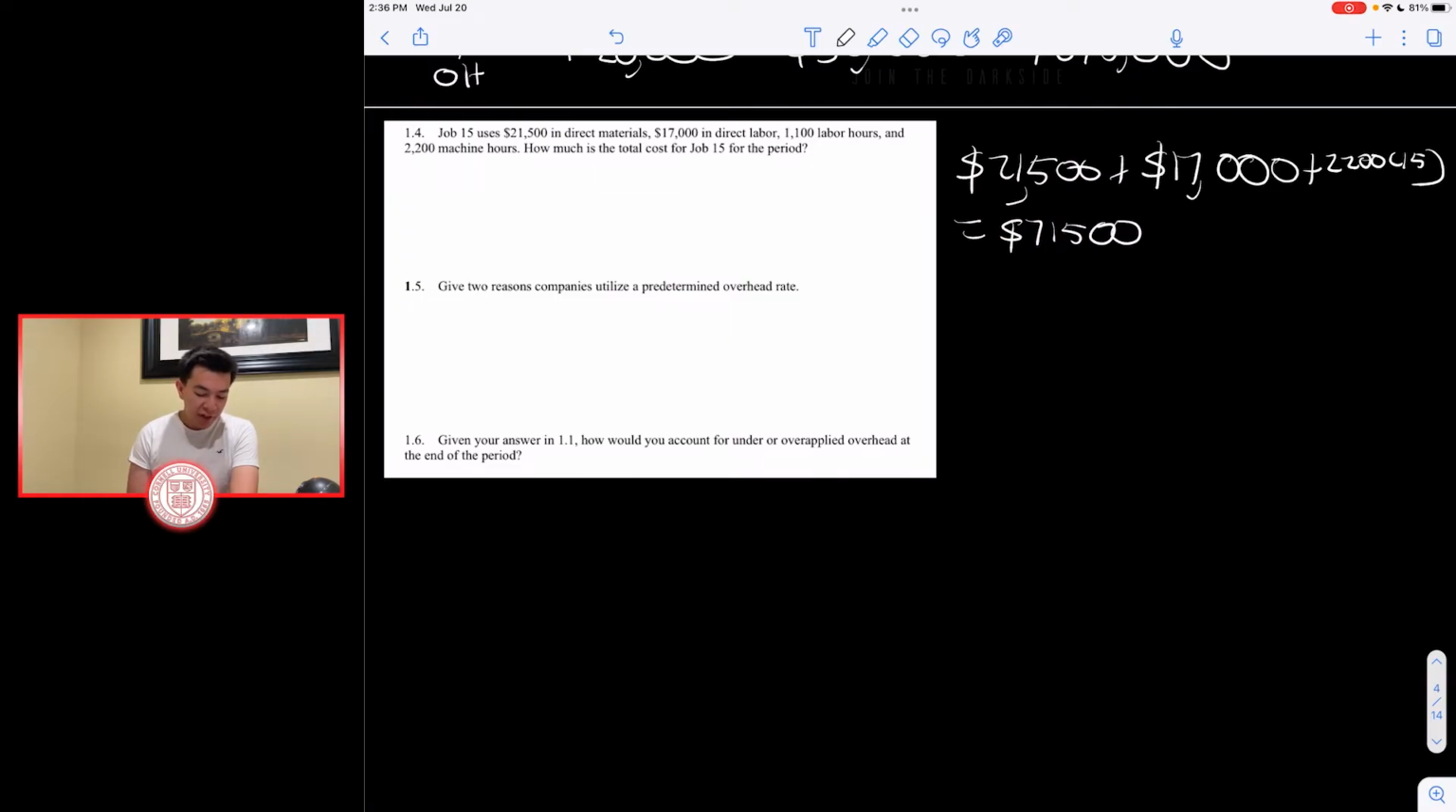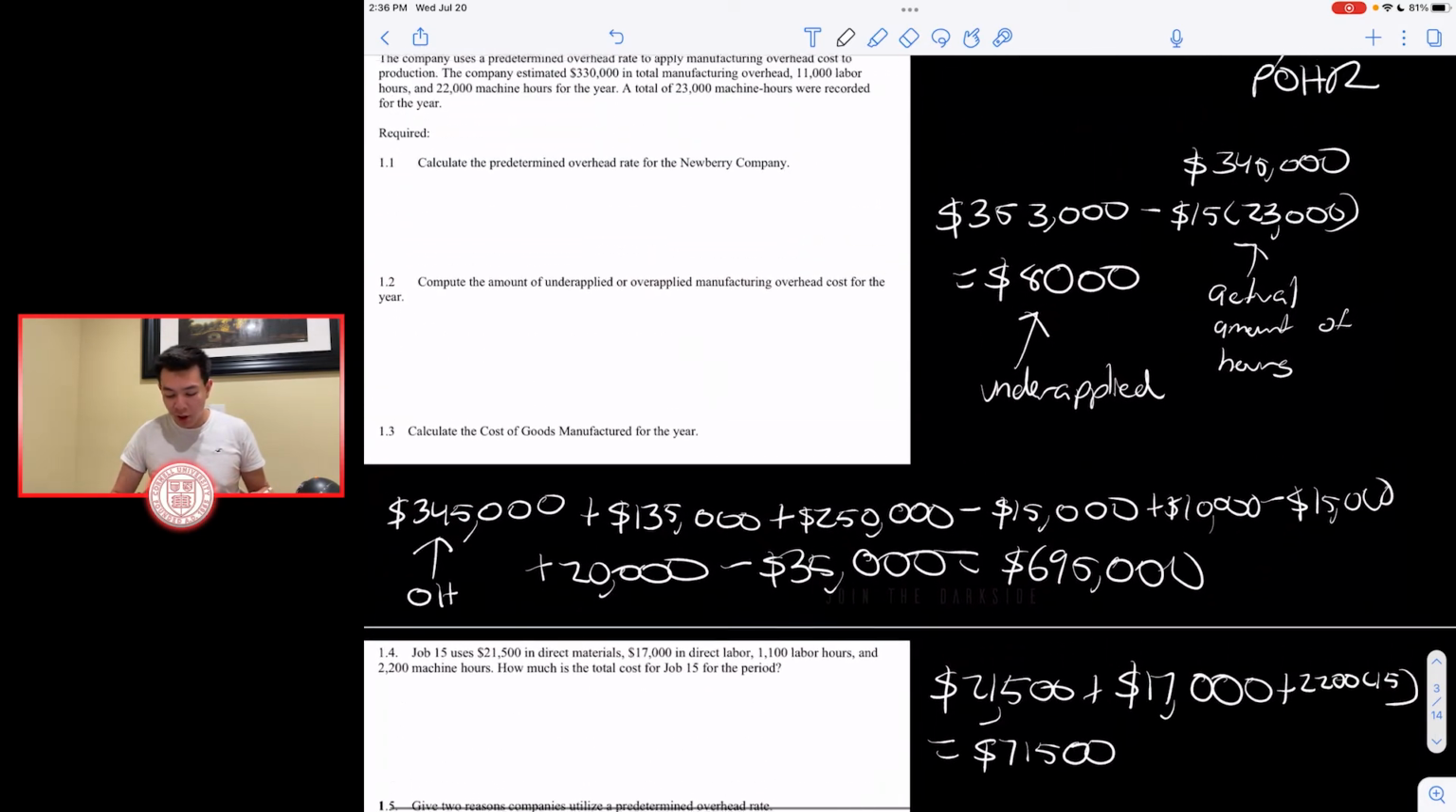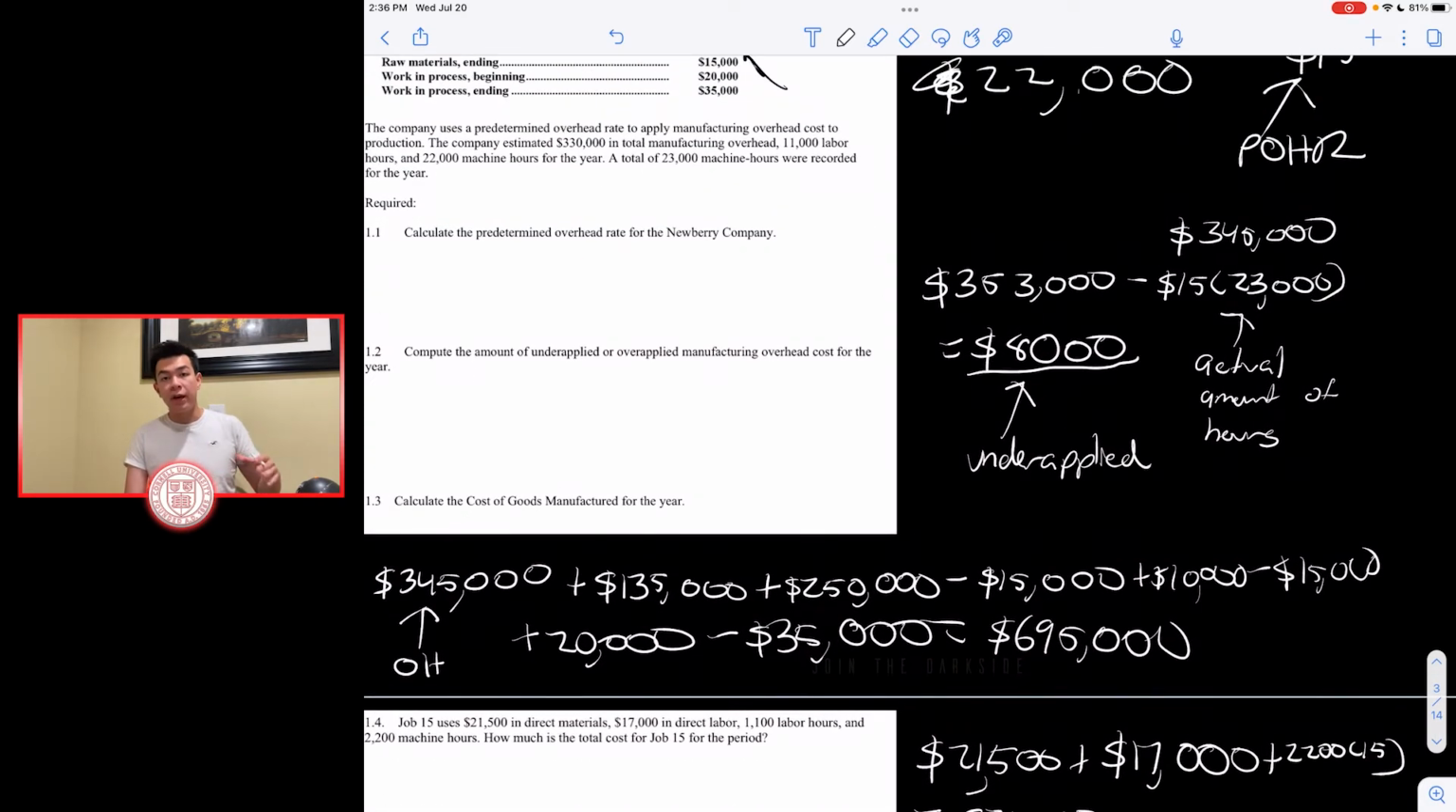And for 1.6, it says, given your answer in 1.1, how would you account for the under or over applied overhead at the end of the period? It's pretty simple. As we talked about earlier, we under applied by $8,000, meaning we paid $345,000, but in reality, we had to pay $353,000. So what you're going to want to do here is just add another $8,000 on the income statement towards cost of goods sold. Just add that extra $8,000 to cost of goods sold, and you're going to be A-okay.